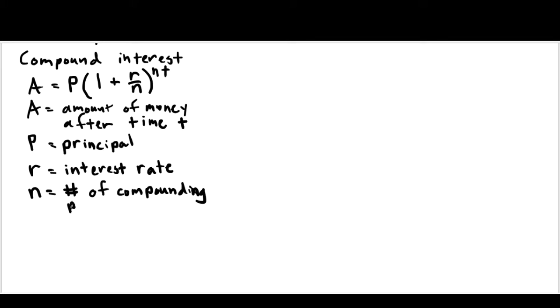Okay, periods. So if it compounds annually, N would be equal to 1. That would be like what we just looked at, right? But if it compounds monthly, N would be equal to 12. If it compounds daily, N would be equal to 365, right? The number of days in a year, and so on and so forth, okay?